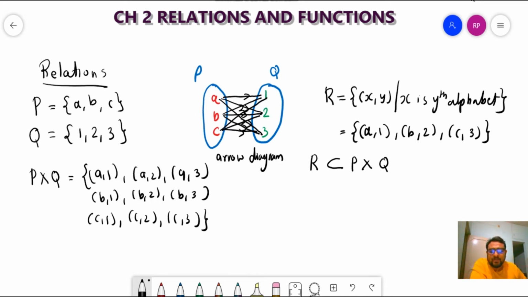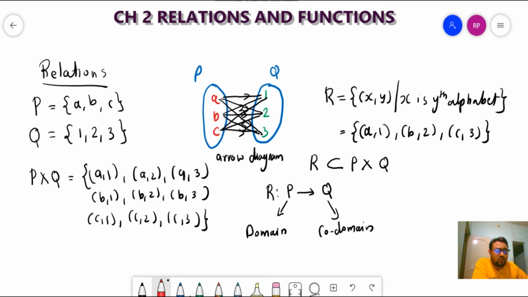So a relation from P to Q, I can write it in this way: R is from P to Q. The relation from P to Q will be a subset of P cross Q, right? Where P is called the domain, and Q is called the codomain. In this case, 1 is the image of A, 2 is the image of B, and 3 is the image of C. The set of all these images is called the range.